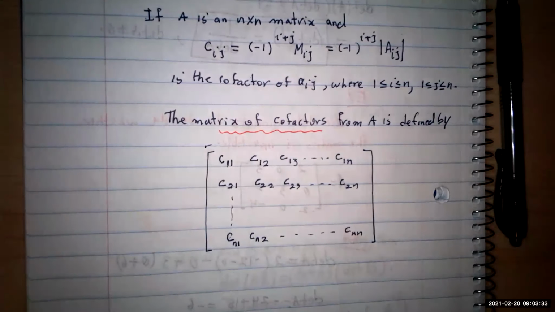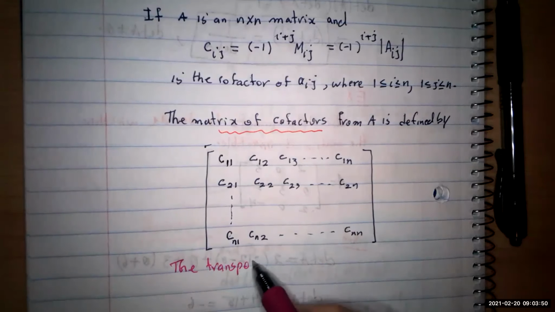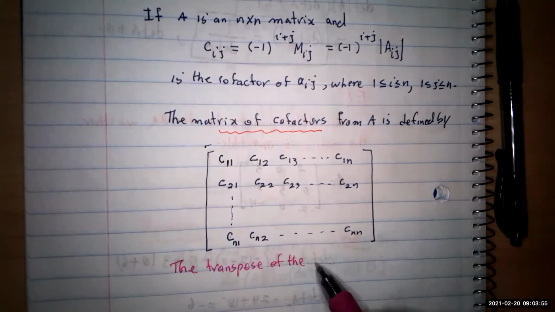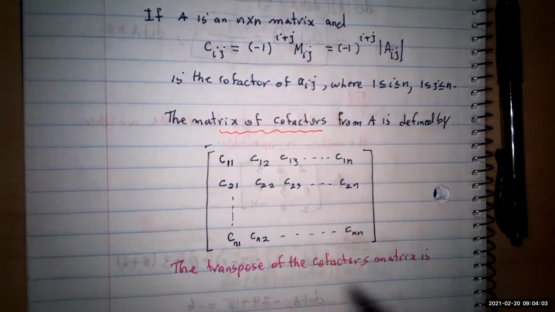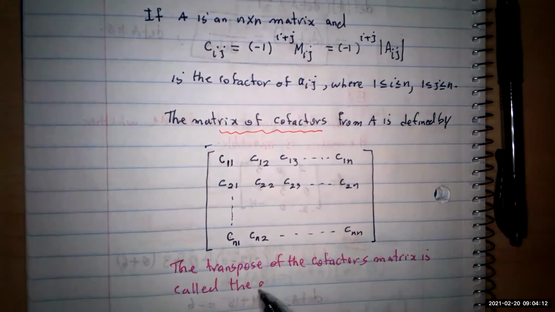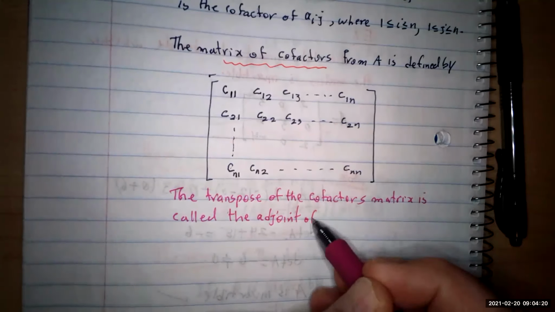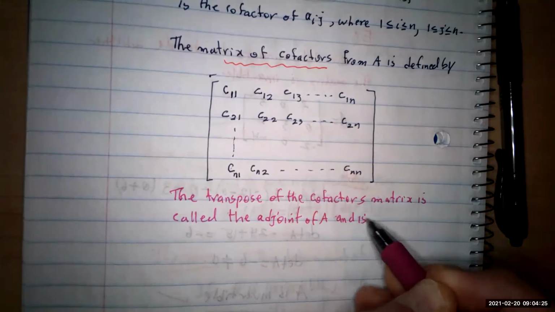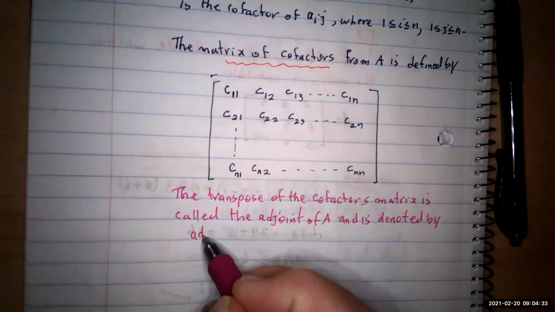Now, if you take the transpose of this matrix, the transpose of the matrix of cofactors is going to be called the adjoint of A, and we have a notation for it. It is denoted by adj A.